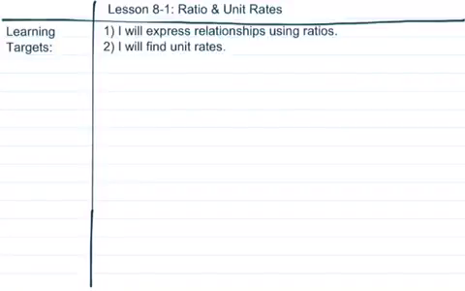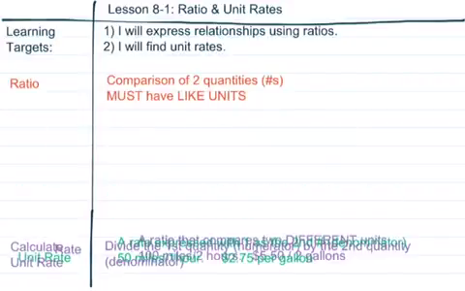So we've got a lot of review terms. We have a number of terms that we need to review, and you've learned these back in 6th grade. Ratio is a comparison of two quantities or numbers, and they must have like units.